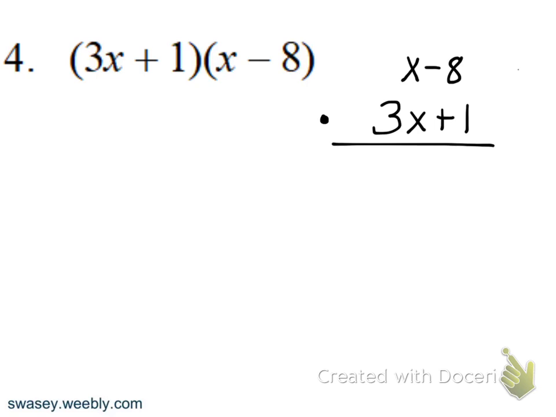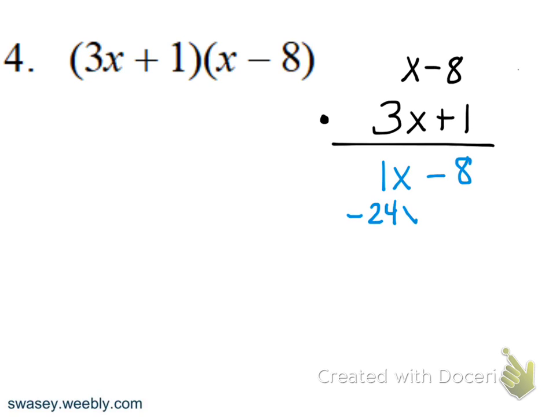Sometimes you can also write it vertically and multiply. So I'm going to distribute the 1, or multiply 1 times each number at the top. So 1 times negative 8 is negative 8. 1 times x is 1x, or you can just write x either way. 3x times negative 8 is negative 24x.